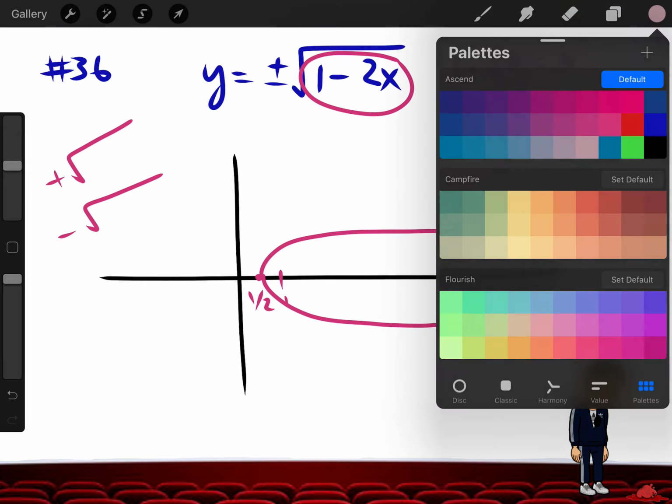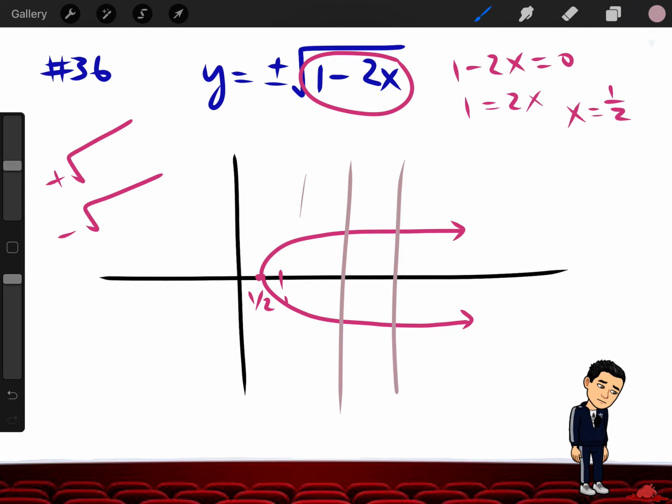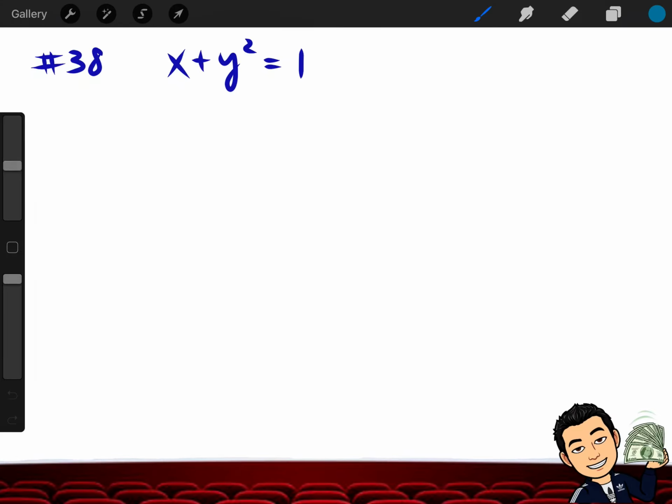If you perform the vertical line test, see what's going to happen. You get 2 points of intersection for each vertical line. Right here, right here, right here, right here. So this is not a function. Not a function. Let's go on and move to the next one.